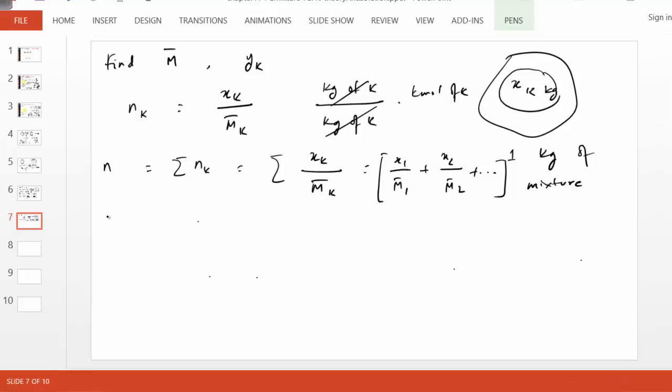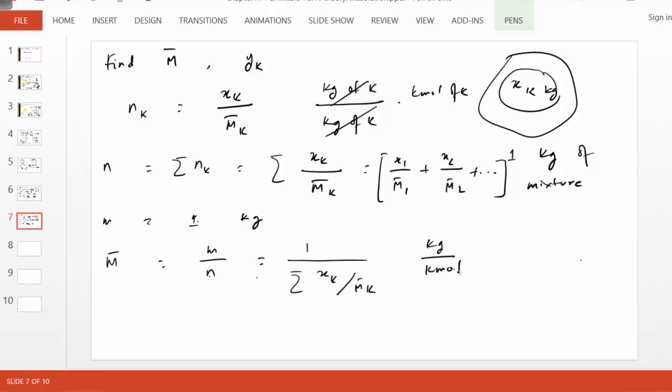So what is the total mass of the mixture? Of course, we started with 1 kg, we still have 1 kg. So therefore we can get an expression for molar mass, which is mass over mole. How much mass do we have? 1. And how much mole do we have? Summation of xk over m bar k. So many kg per kilomole.